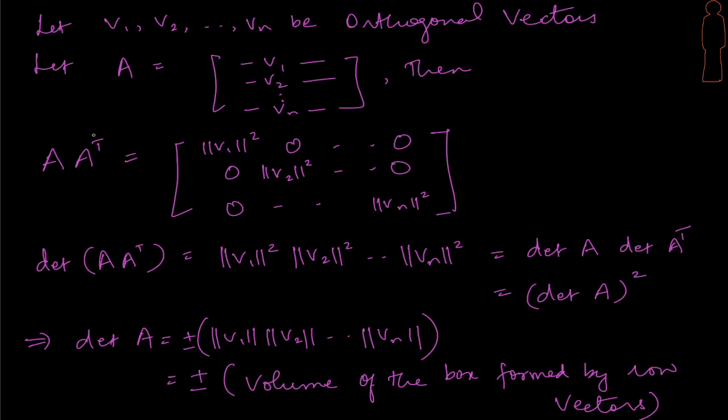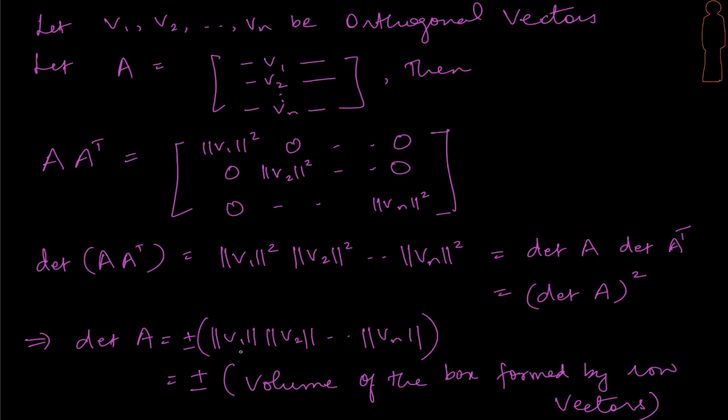Let's apply a determinant on this. We know that the determinant of A times A transpose will be the same as the determinant of A times the determinant of A transpose. We know the determinant of A transpose is the same as the determinant of A, so this becomes the determinant of A whole squared. Take a look at the determinant of this matrix. Obviously this is going to be the product of the diagonal elements here, and that's what we have. So the determinant of A squared is this, therefore the determinant of A is going to be plus or minus the product of the magnitudes of every single row vector.